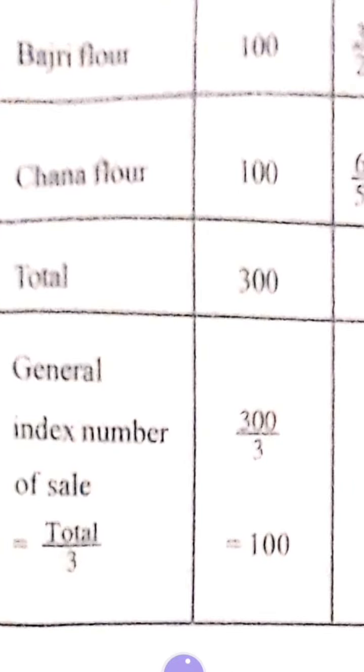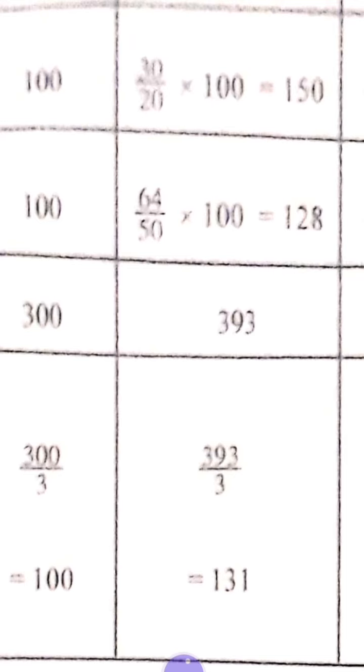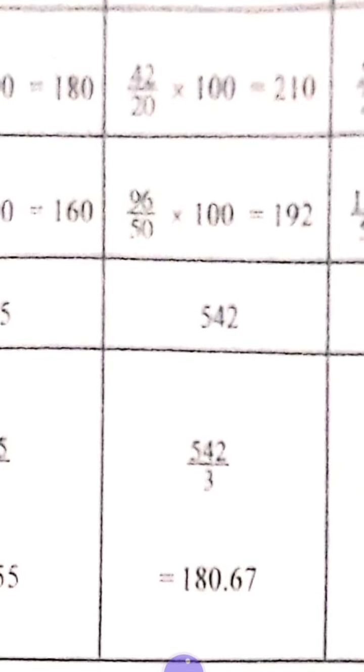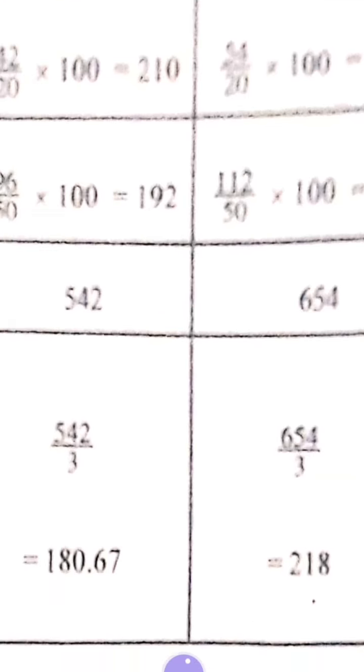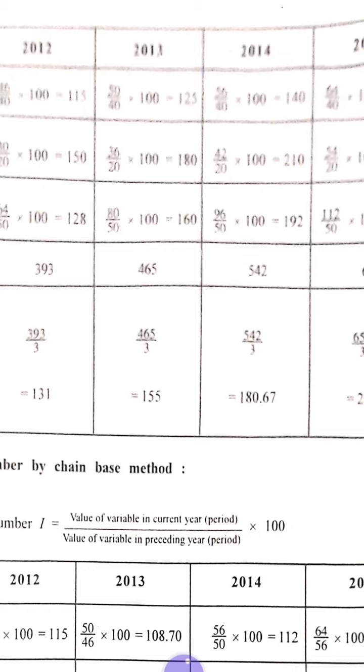So 300 total divided by 3, you will get 100. Similarly 393 is the total, divided by 3, you will get 131. Then 465 is the total, divided by 3, 155. 542 is the total, divided by 3, you will get 180.67. 654 divided by 3, that is 218. That is how you find the general price index number by the fixed base method.